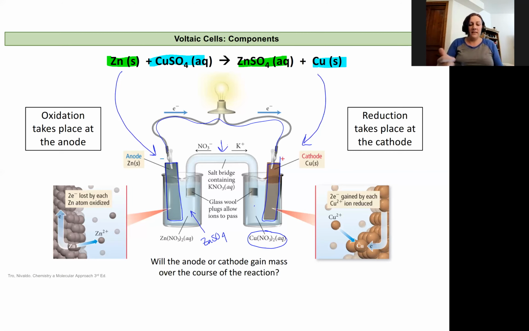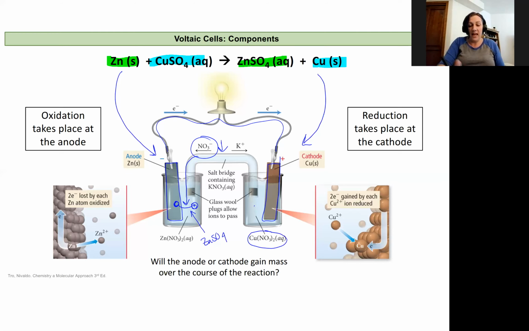And as our metal atoms form positively charged ions in solution, we would be increasing that positive charge in the beaker if we didn't have the salt bridge. But the salt bridge will allow these nitrate anions to flow into the solution to balance out that extra positively charged cation that just formed. Same thing on the other side.